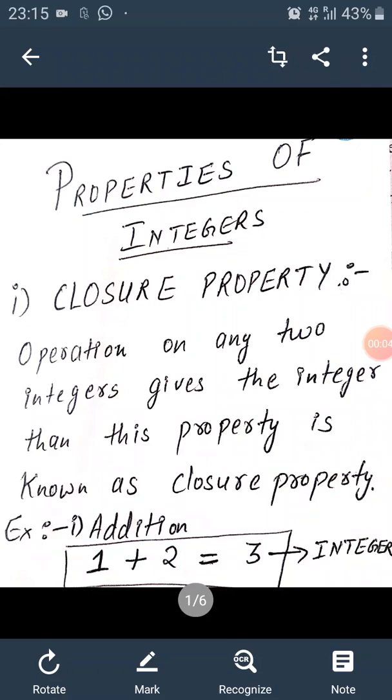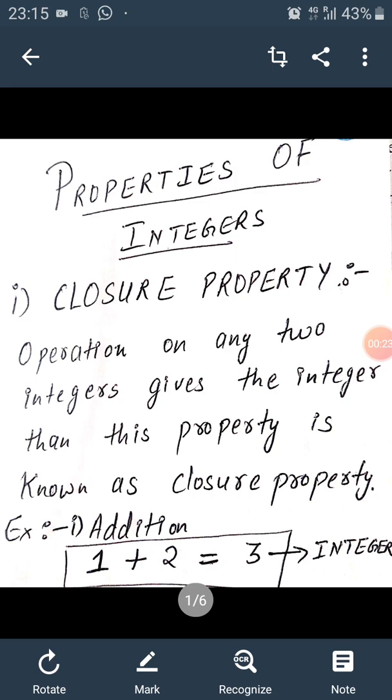Good morning, students. Today we will study the properties of integers. These properties you already learned in the previous class for natural numbers and whole numbers. Now we will study these properties for the integers.